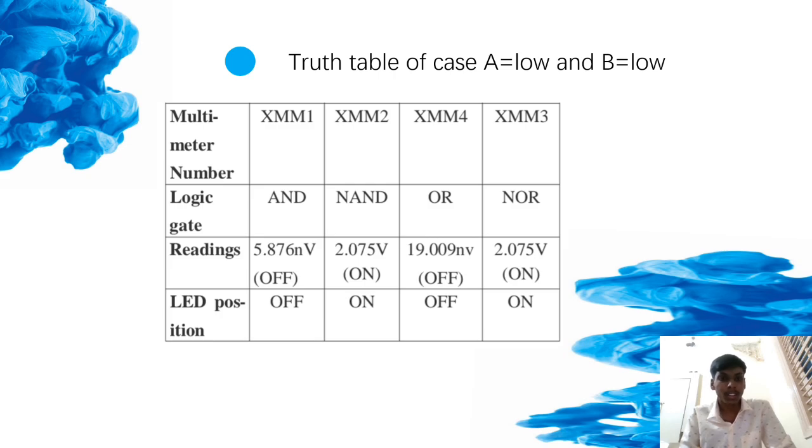Multimeters XMM1, XMM2, XMM4, XMM3 are connected to the AND, NAND, OR and NOR gates. Readings are 5.876 nanovolt, 2.075 volt, 19.009 nanovolt, 2.075 volt. These are the readings of XMM1, XMM2, XMM4 and XMM3. XMM1 is the AND gate, XMM2 is the NAND gate, XMM4 is the OR gate, XMM3 is the NOR gate. The LED is off for XMM1, on for XMM2, off for XMM4, and on for XMM3.